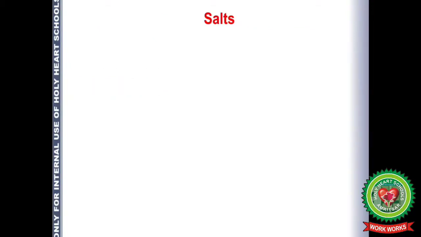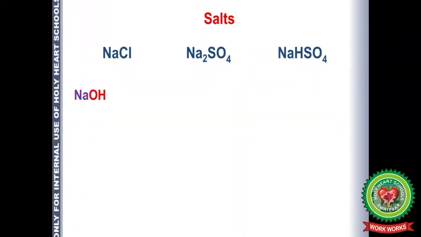Let us start with the topic salts, but before doing its definition, let us take examples of salts like sodium chloride, sodium sulfate, sodium hydrogen sulfate. And let us discuss first about sodium chloride, how it is formed. So take a compound in which sodium is present, for example sodium hydroxide, and a compound in which chlorine is present, that is HCl. When these two compounds react together, they form sodium chloride, and a water molecule is also formed along with sodium chloride. But how is this formed?